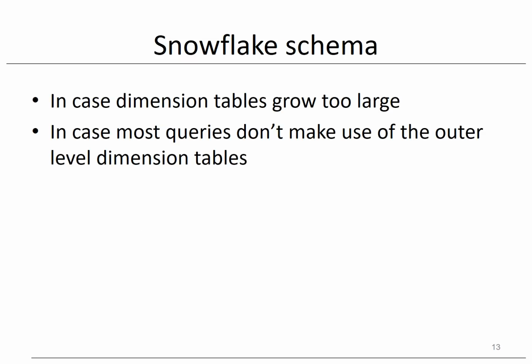A snowflake scheme might be considered if the dimension tables grow too large and a more efficient usage of storage capacity is required. It may also be beneficial if it turns out that most queries don't make use of the outer level dimension tables, for example the category dimension, segment dimension, and only need access to the dimension tables directly connected to the fact table, for example the product dimension and customer dimension.